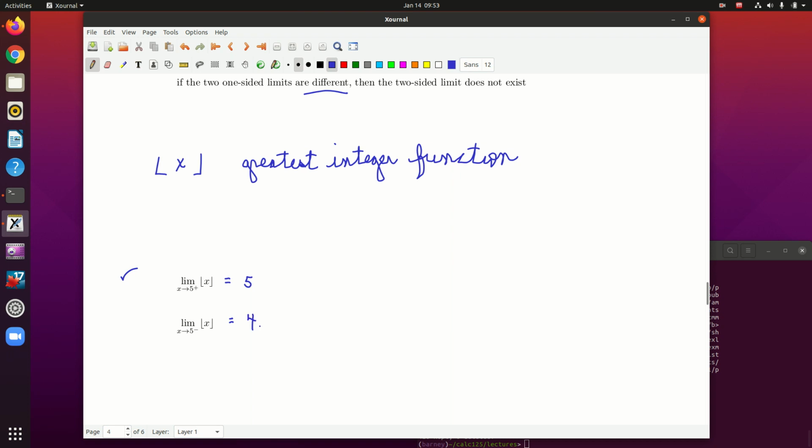So in this particular case, the one-sided limits exist, but they're different. And then we could conclude that the limit as x approaches 5 of the greatest integer function does not exist.